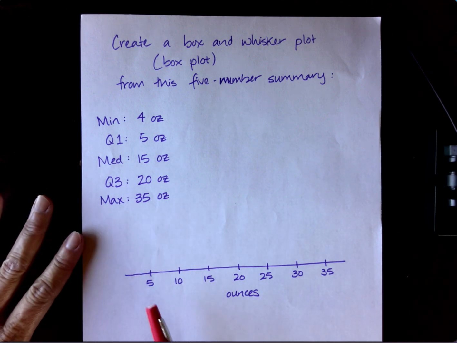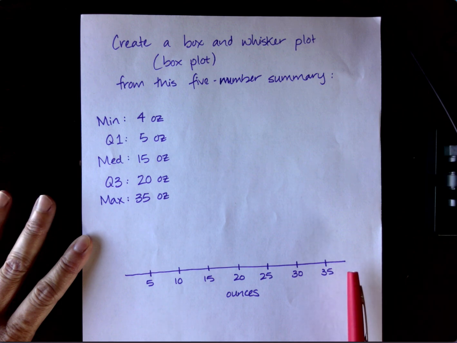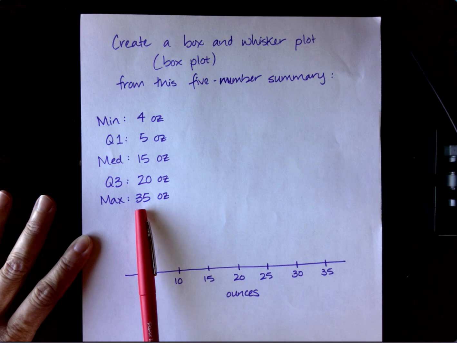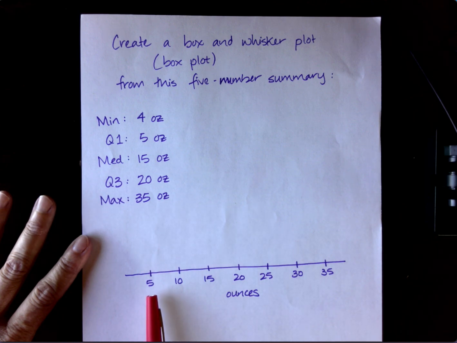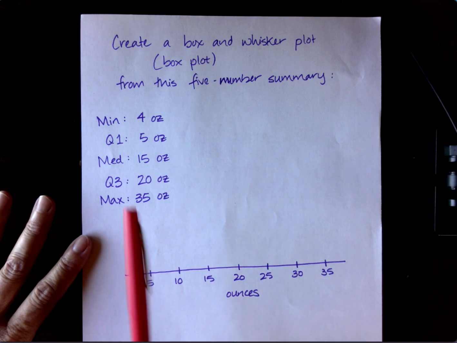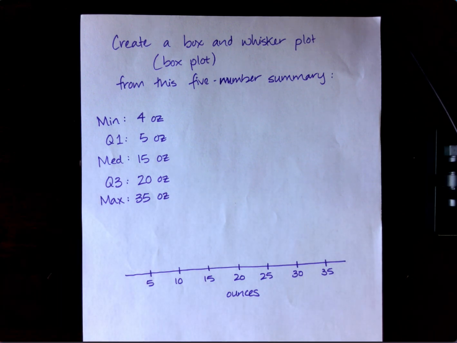To get us started, I made a quick number line that would incorporate the minimum of 4 ounces and the maximum of 35 ounces. So I happened to start my numbering at 5 ounces and I jumped by 5s all the way up to 35 ounces so that I could plot the quantities from the 5-number summary near the number line with ease.